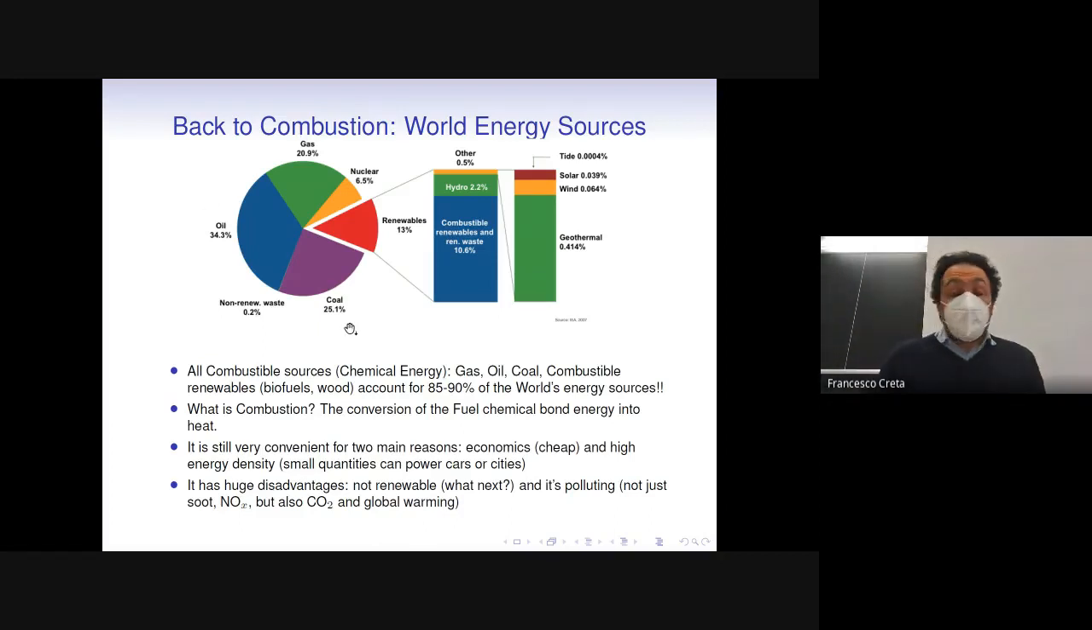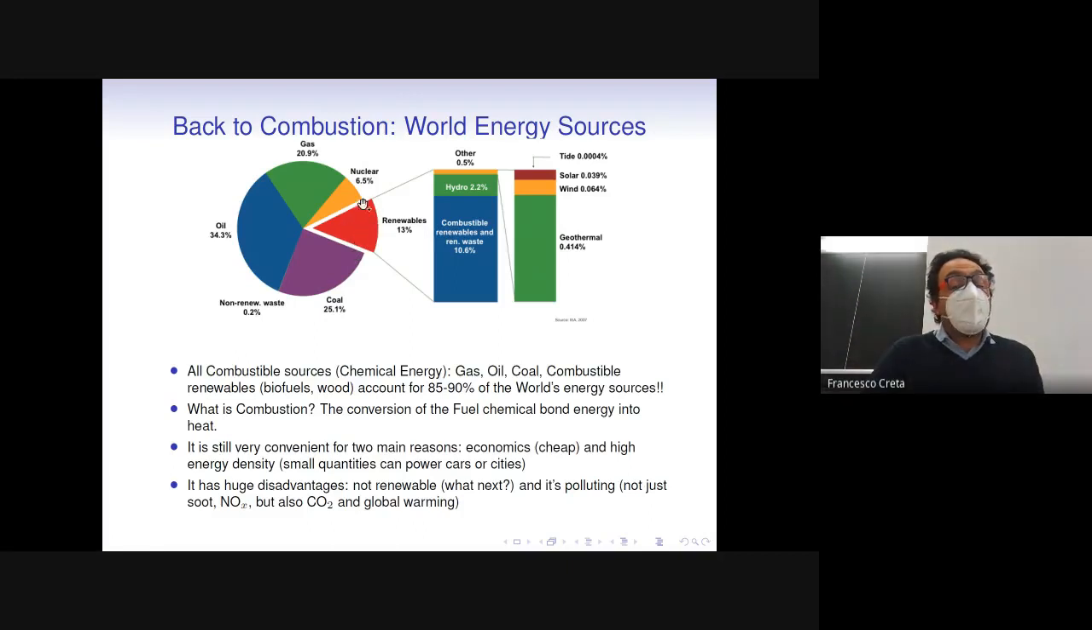I'll finish with this. Look at how important combustion is. Essentially, look at the world energy sources. Look at the nuclear, which is about 6%. The rest is natural gas, oil, and coal. Now, this is all fossil fuels that are being burnt through combustion.